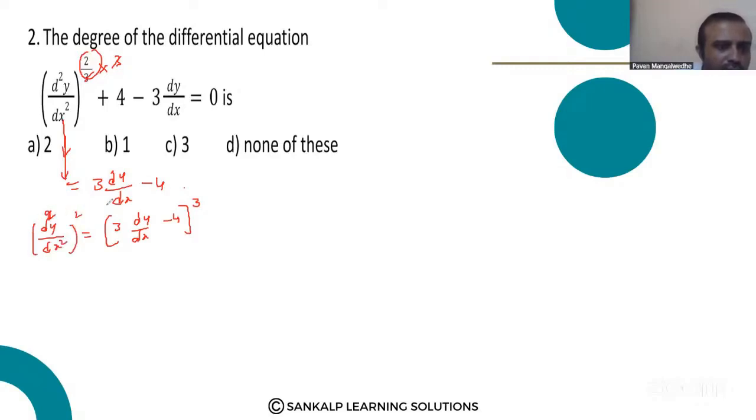So by determining the order and degree, the degree is 2 now. Why? Because when we raise the first power by 3, we get the answer that the degree is equal to 2. So option A is the correct answer. Option A is the correct answer. Next.